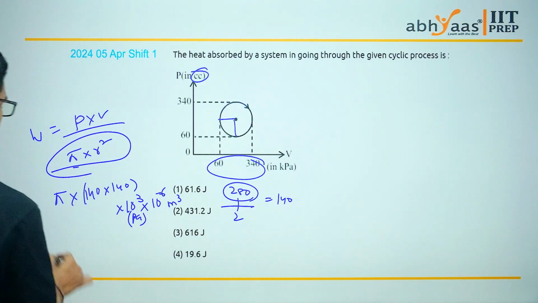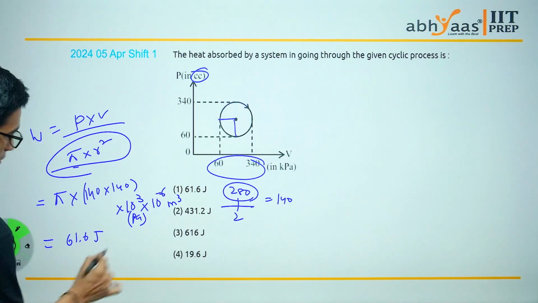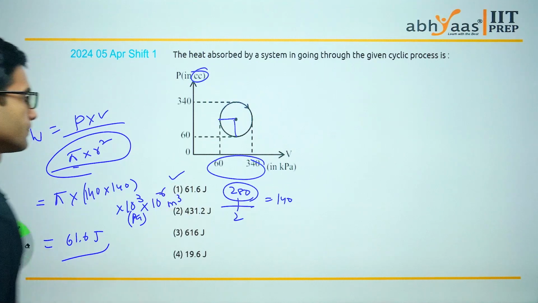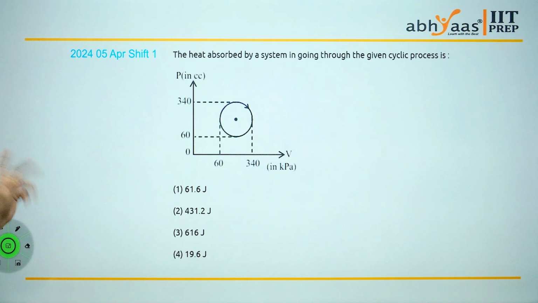So 10 power minus 3. Finally, if you multiply, you will get 61.6 joules. This is the answer. So this is one of the easiest questions. Okay, in your cyclic process, what happened? These are equal: work done and heat generated.